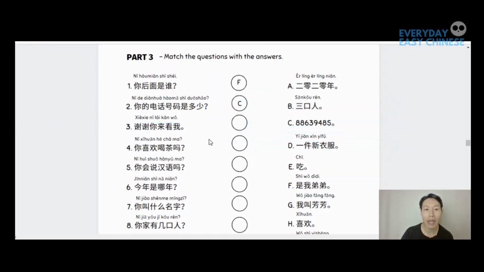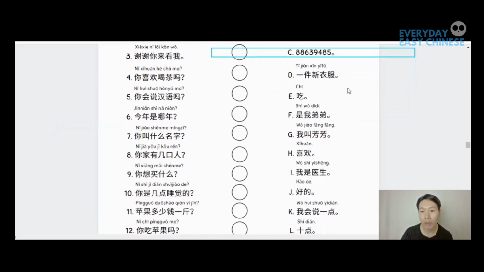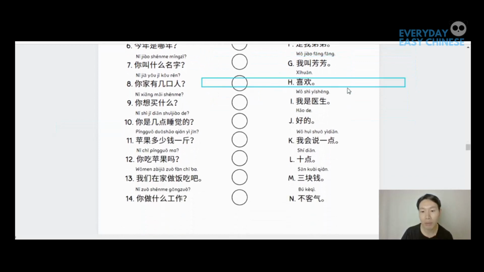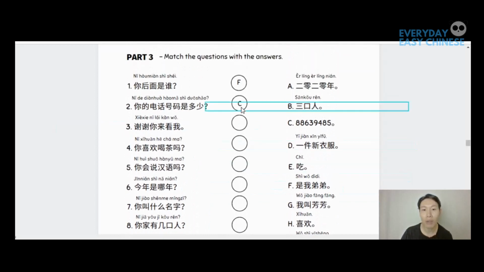Next one. 谢谢你来看我. Thank you for coming to see me. Okay, let's see what we're looking for. We're looking for a response to this one, which is N. 不客气, which means you're welcome. So 不客气.